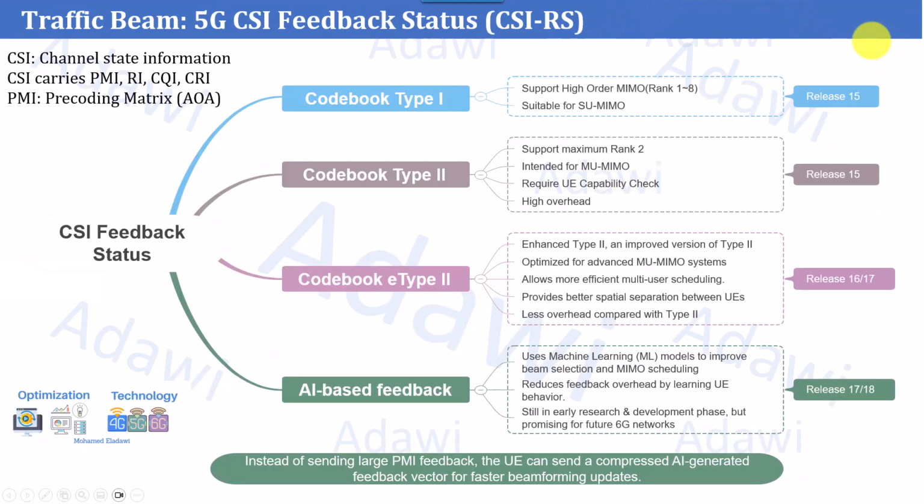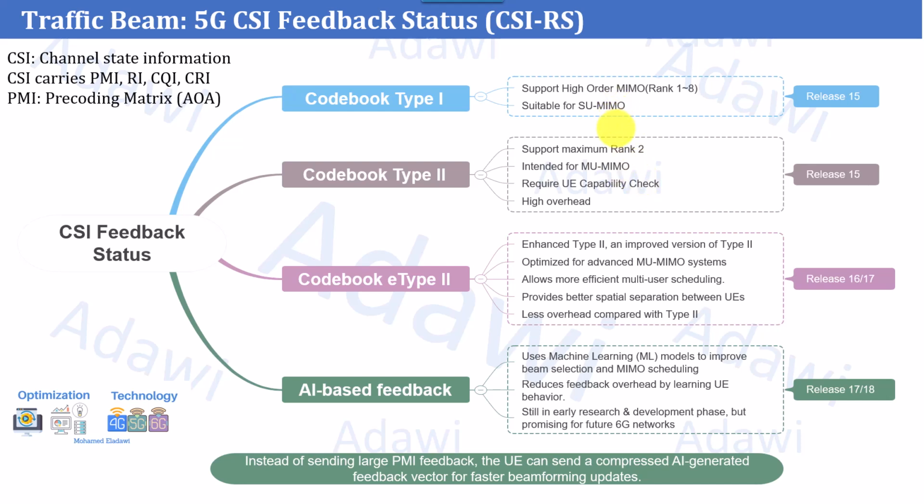Let's move forward. So the first part I'm going to cover is related to the codebook-based acquisition of the traffic beams. As highlighted, currently the main used codebooks are codebook type 1 and type 2. But we also have additional types, which is the codebook enhanced type 2, which is an enhancement for type 2, because type 2 is offering very high overhead. So this enhanced one is an enhanced version of type 2 in order to offer less overhead, and it also offers more spatial separation between the users, and much better performance for multi-user MIMO. This was introduced in release 16 and 17.